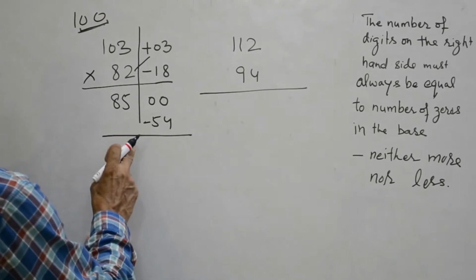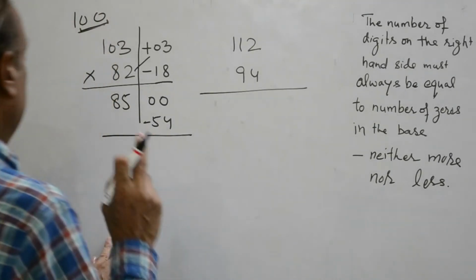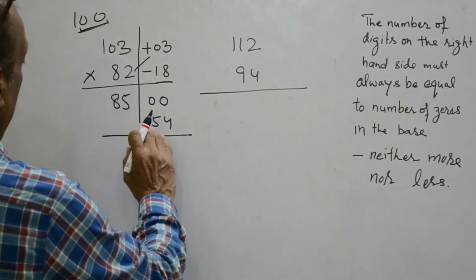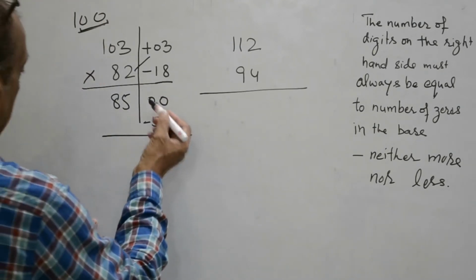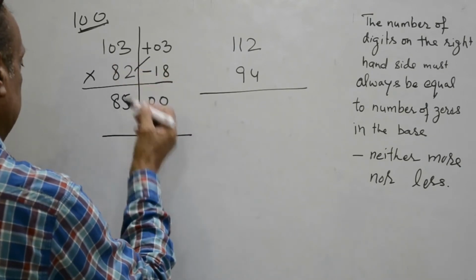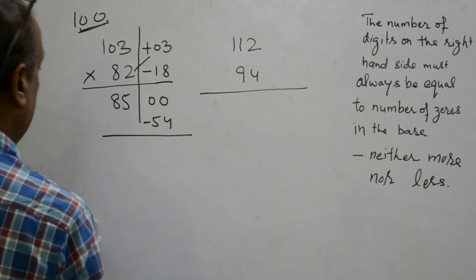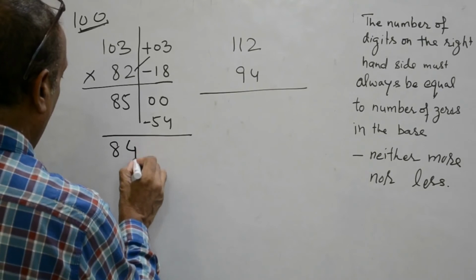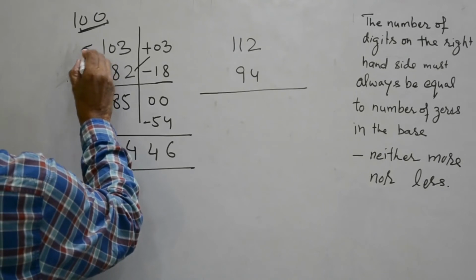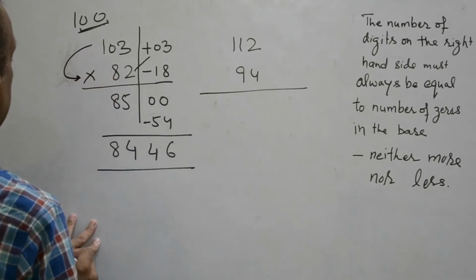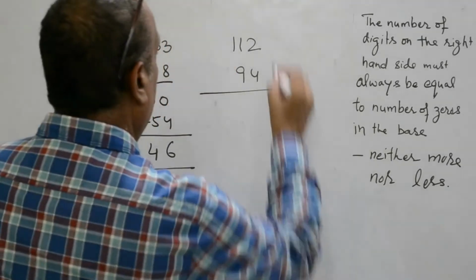Here we are going to apply the method of deduction which we have learned earlier, where a number is deducted from another number which is followed by all the zeros. So by deducting with that method, we can do the subtraction from the left hand side. So it will be 8, 4, 4 and 6. So our answer of multiplication of 103 and 82 is 8446. Now come to this problem.